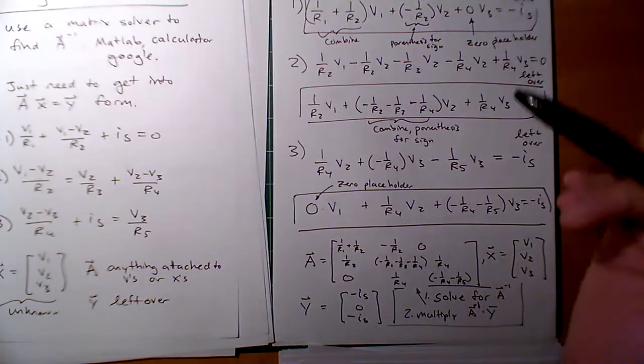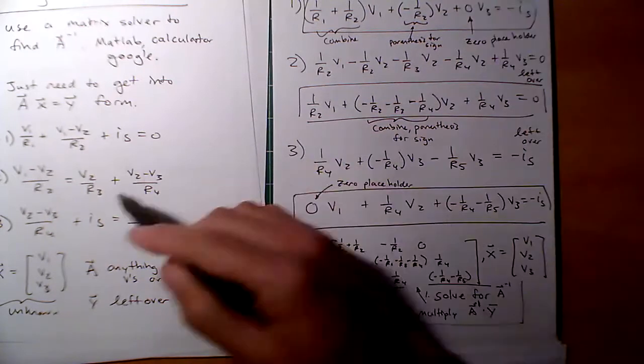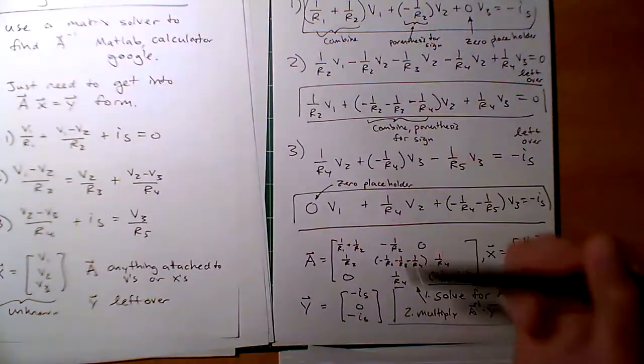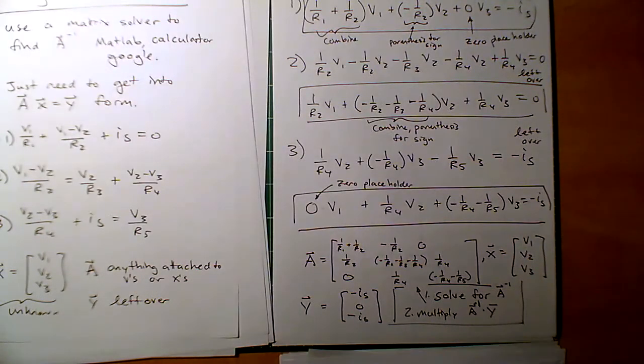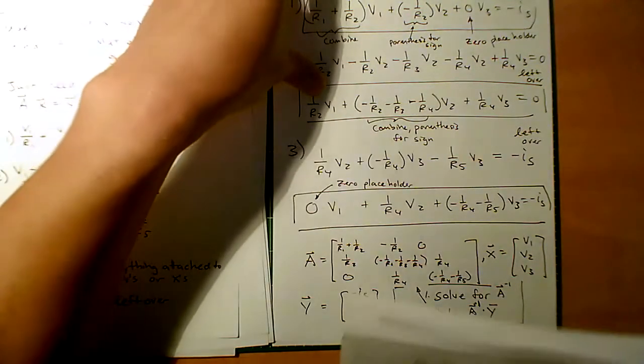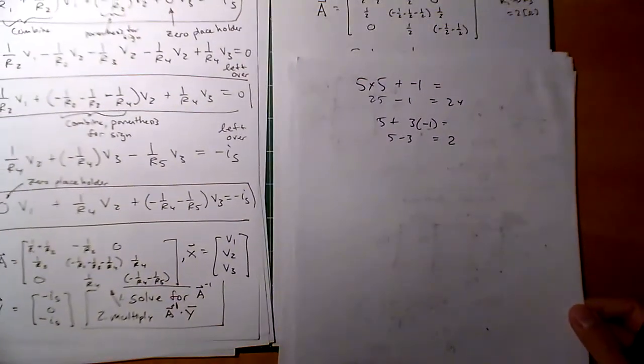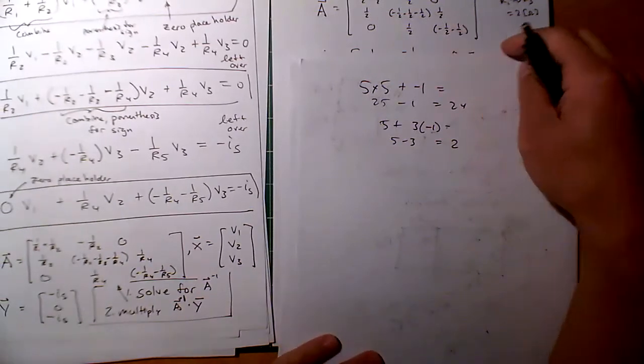So like I said, the hardest part was maybe setting this up and just making sure that your bookkeeping is correct. You're not missing your signs or anything. But after that, it's blind, right? You just let Google or your calculator do it. Okay, this is the steps of how you would do it.